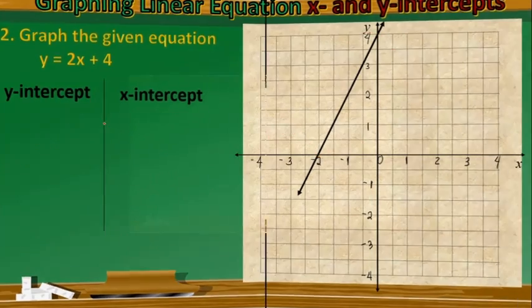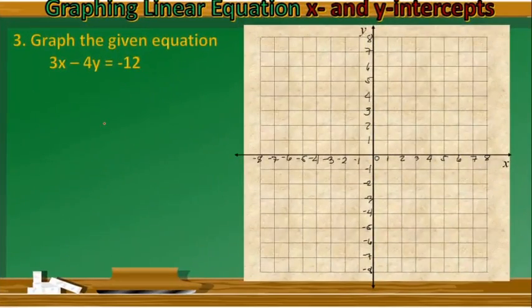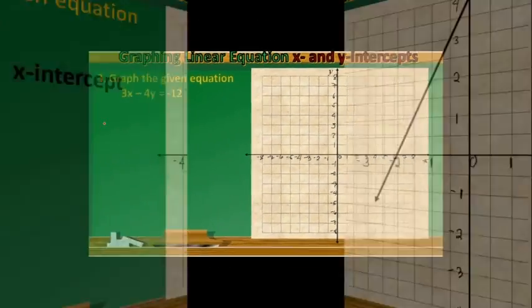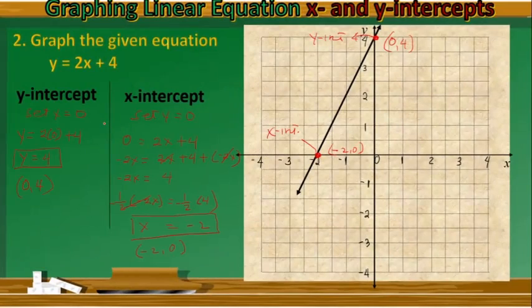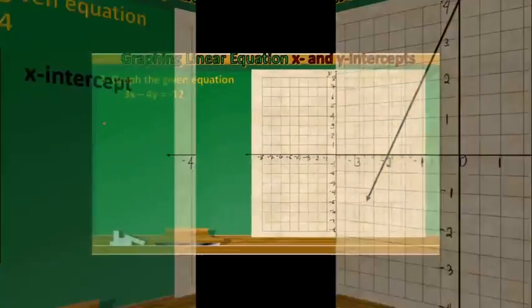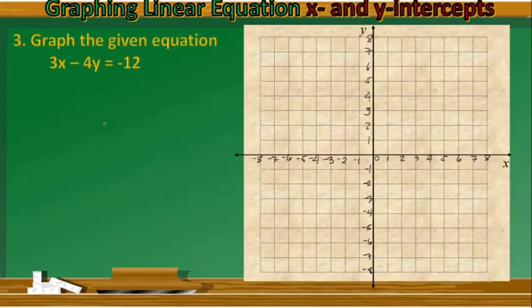Okay, next. As you can see in the previous examples, all the equations are written in slope-intercept form. Now the third is written in standard form. So don't worry if it is written in this way, because we are just setting the value of x and y to 0 to find the x-intercept and y-intercept.